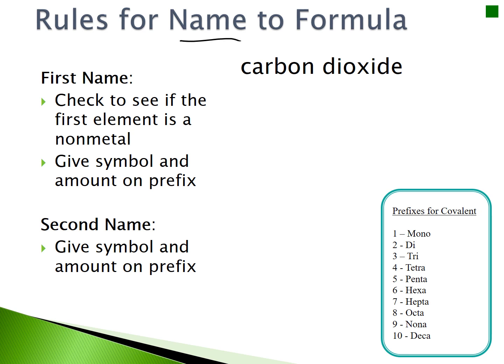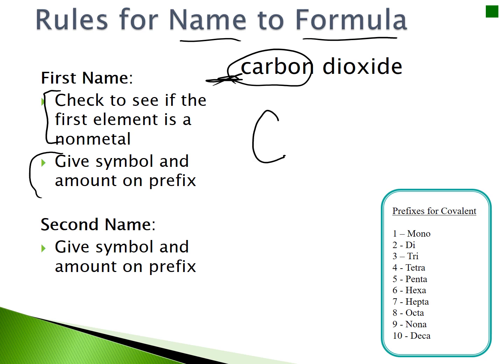So how do we go from the name to the formula? The first name: what you want to do is check to see if the element is a nonmetal. Carbon is to the right of the staircase, so it's considered a nonmetal. Then you give the symbol and the amount on the prefix. There is no prefix on this carbon, so you just do the amount of C. The second name, you give the symbol and the amount on the prefix. The prefix for this one is di, and di means 2. Oxide is oxygen, so you're going to do CO and then a subscript of 2.